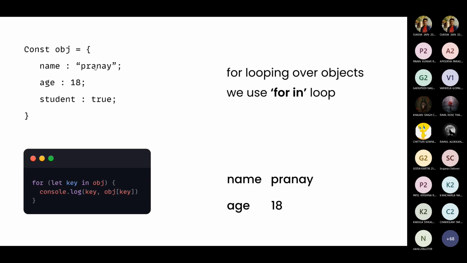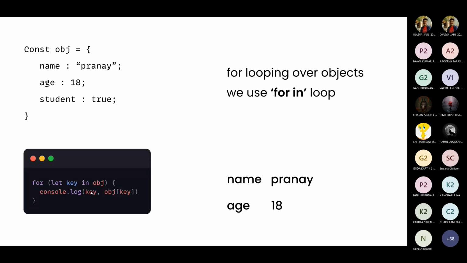One is name, which is a string key, which has a value of string. One is age, which has a value of integer or number. One is student, which has a value of true, which is a boolean value. Okay. And what I'm saying is console.log the key and the value.